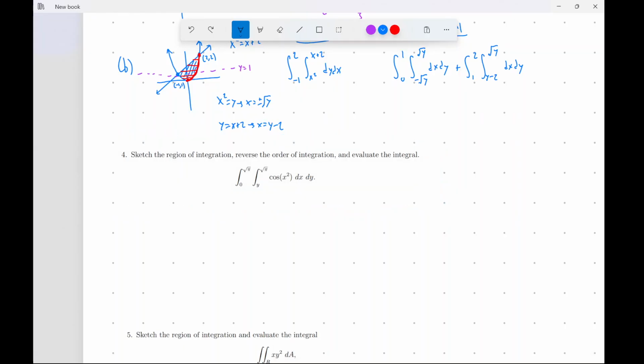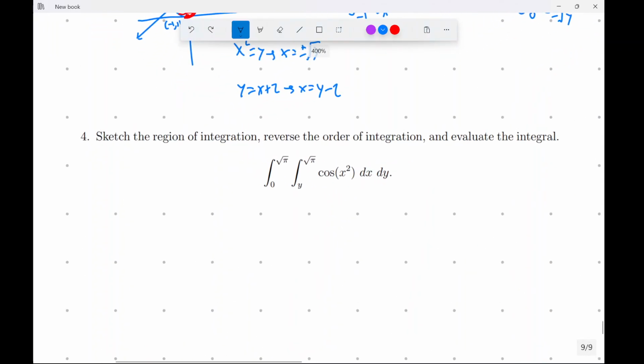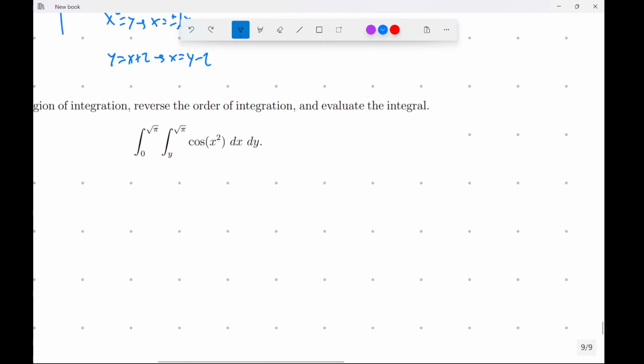Okay, number 4, we want to sketch the region of integration, reverse the order, and evaluate the integral. The reason we really do need to do this is cosine of x squared does not have an integral. You can't integrate that no matter how hard you try. And so we do actually need to sketch the region of integration.